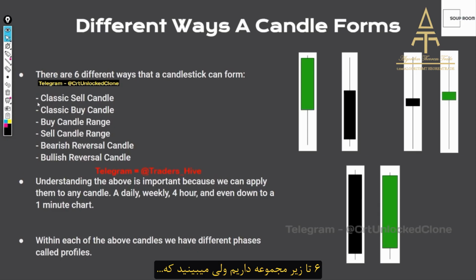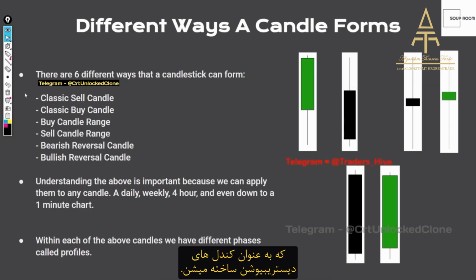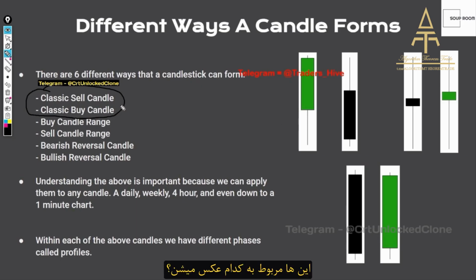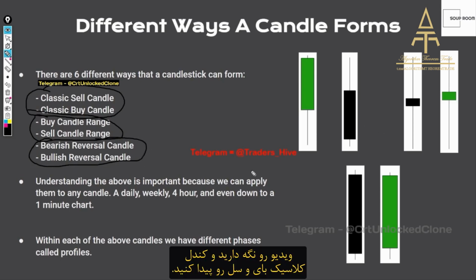So we have 6 different categories here. However, as you can tell, 2 are within 1, right? So we have a classic sell candle, classic buy candle. These are both classic candles, expansion candles, right? These are classified as distribution candles, expansion candles. Where are these candles on the right side of your screen here? So think of it. These are pairs of 2.